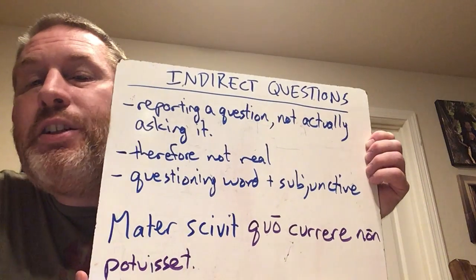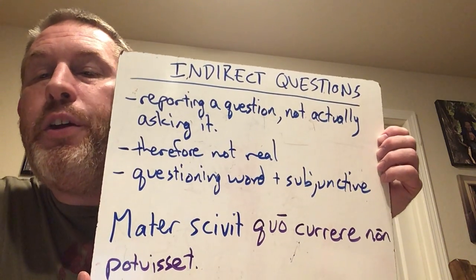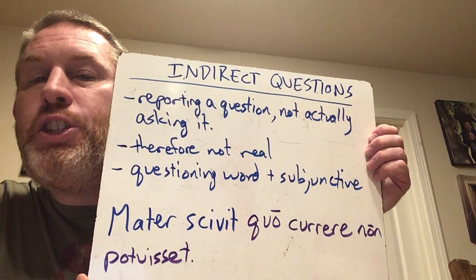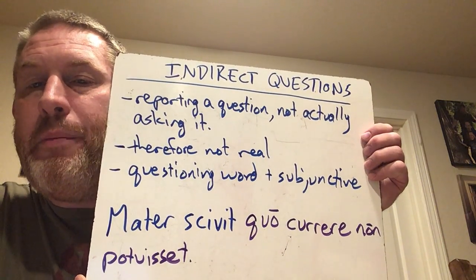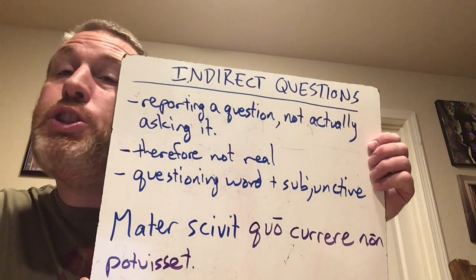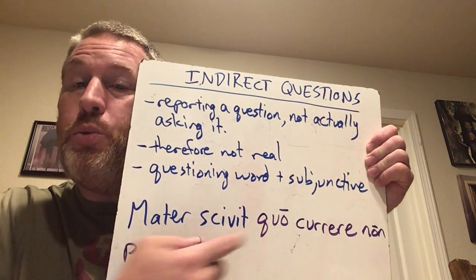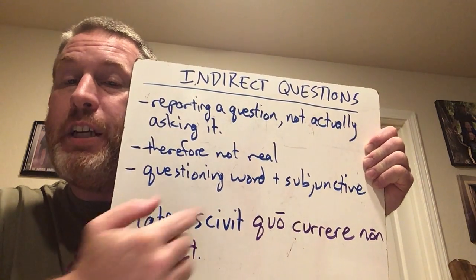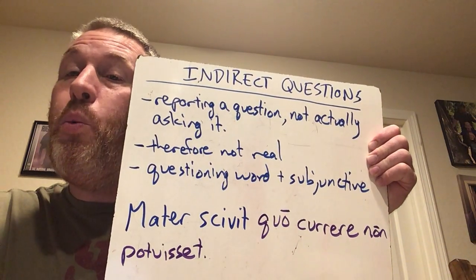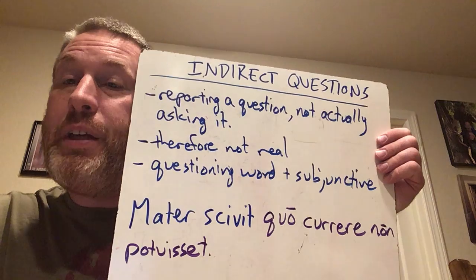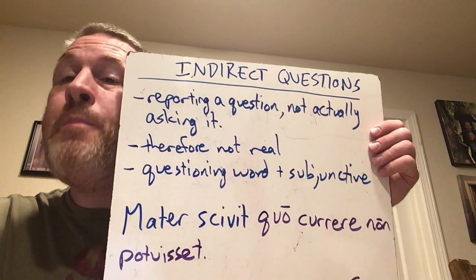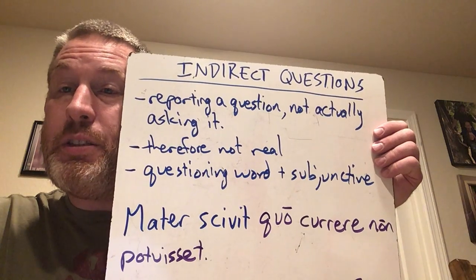So, mater sciebat quo currere non potuisset. Mother knew to where she had not been able to run. So what did mother know? She knew the answer to the question: to where should she run? She knew where she was not able to run, where she had not been able to run. So when you know where something is, when something is, why something is, etc., those count as indirect questions.